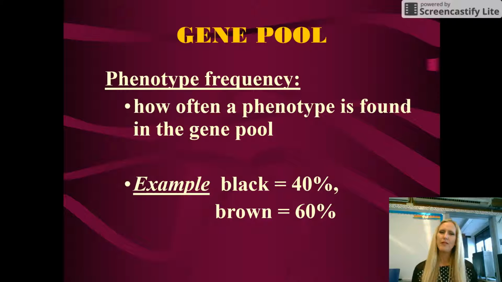Not as helpful from an evolutionary standpoint, but something that we usually end up looking at a little bit is the phenotypic frequencies of organisms in an environment. That's how often we see a particular phenotype. So how many of those warthogs are black and how many of them are brown?